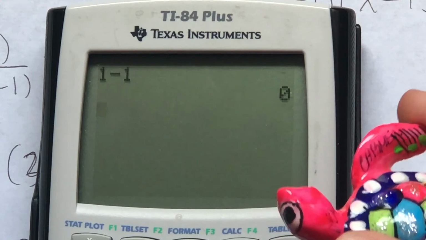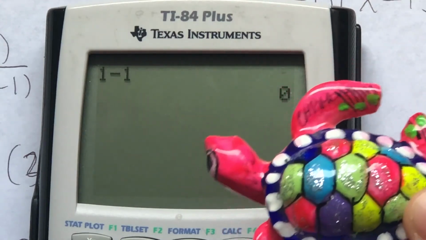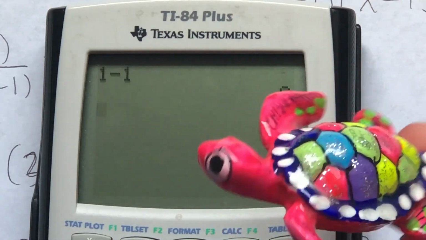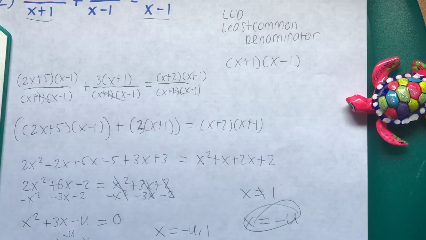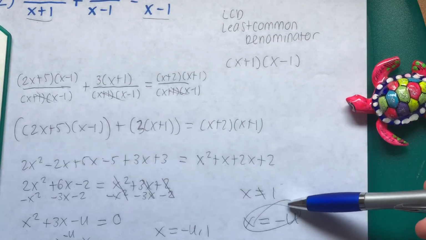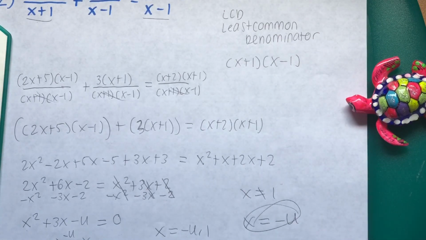So, wait, so does this mean that our answer would be -4? That's right, Shelly. Good job. All right, so let's write it all out, shall we? So if our answer is not 1, it is -4. And with that, I think that we're good. I think that we are finally finished with rational equations.